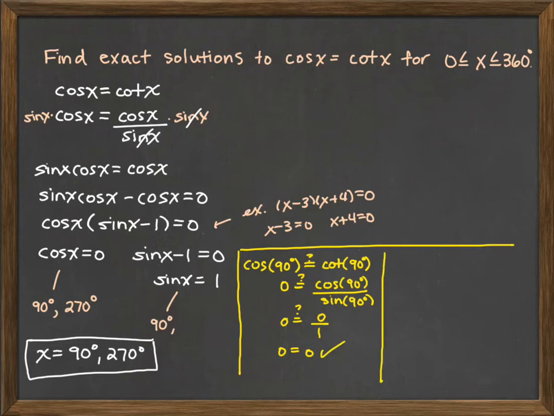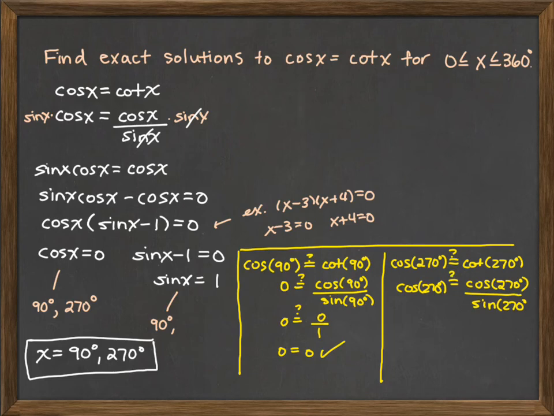Okay, so let's try for the other solution. We have cosine of 270 degrees. Does that equal the cotangent of 270 degrees? So the cotangent of 270 degrees is cos of 270 over sine of 270. And so we want to check to see if this is a true statement. So cosine of 270, that's cosine of 3 pi over 2, which is just 0. And we've got cosine of 270 again is 0, and then the sine of 270 is negative 1. So we get 0 equals 0, so our answer holds up, or checks out rather.